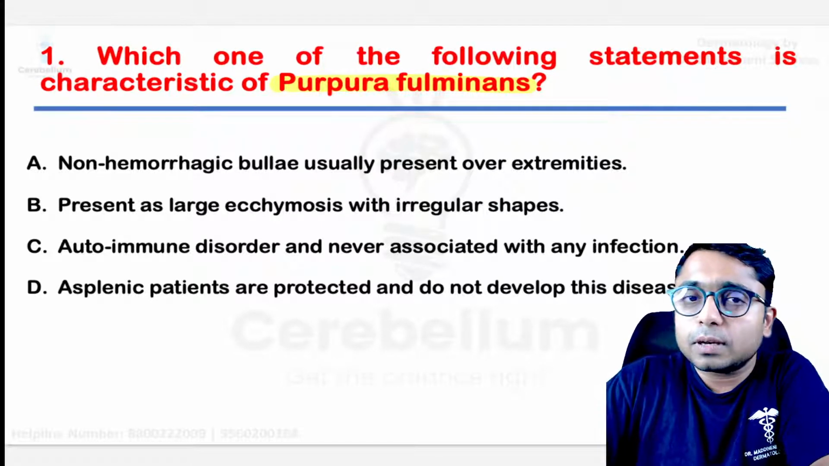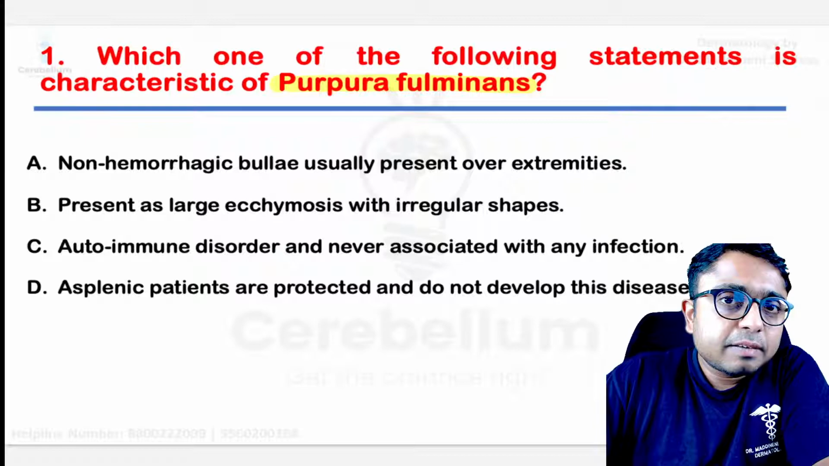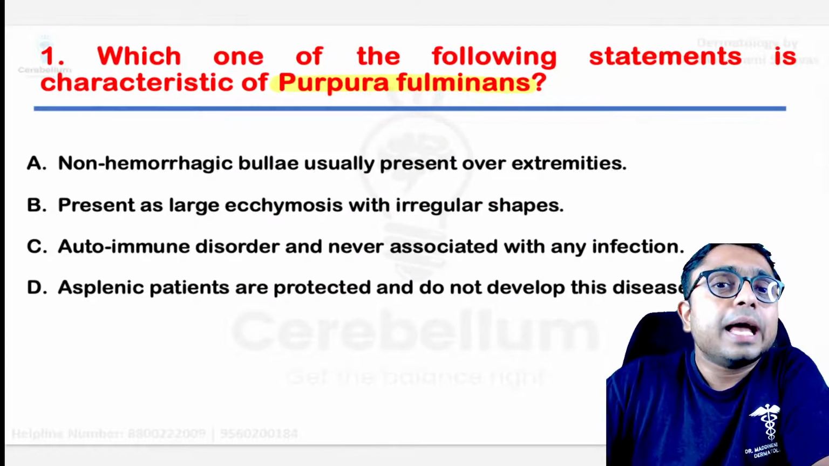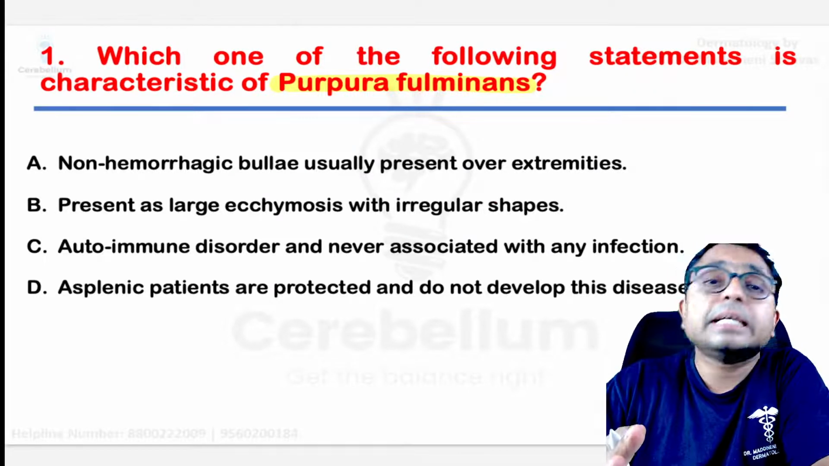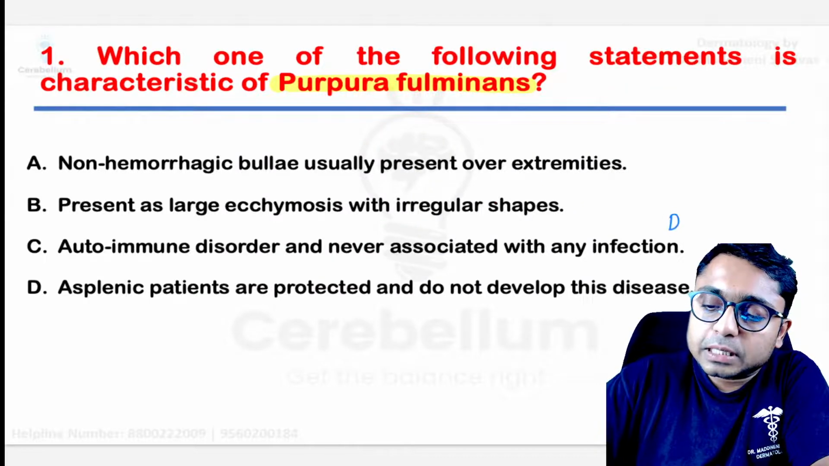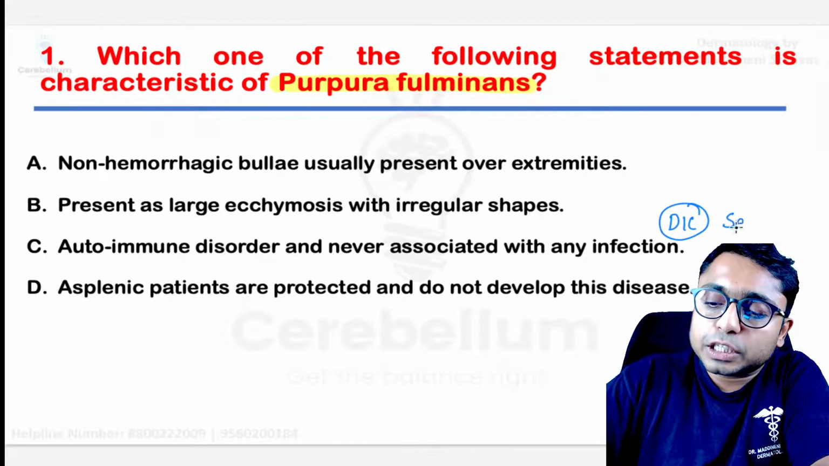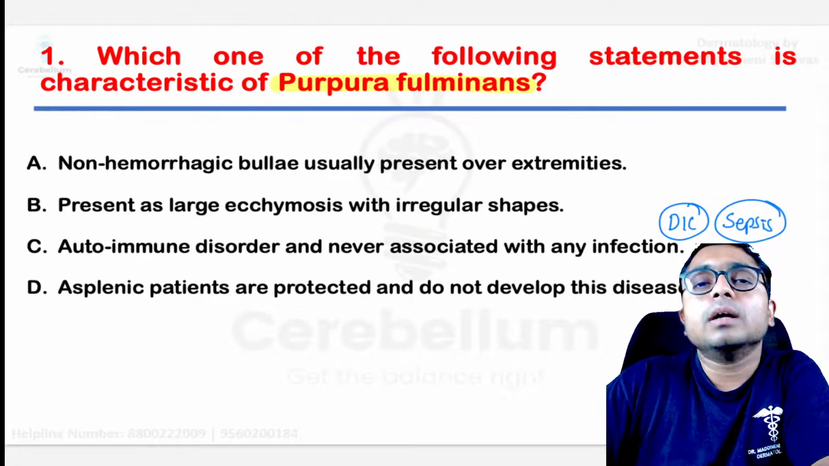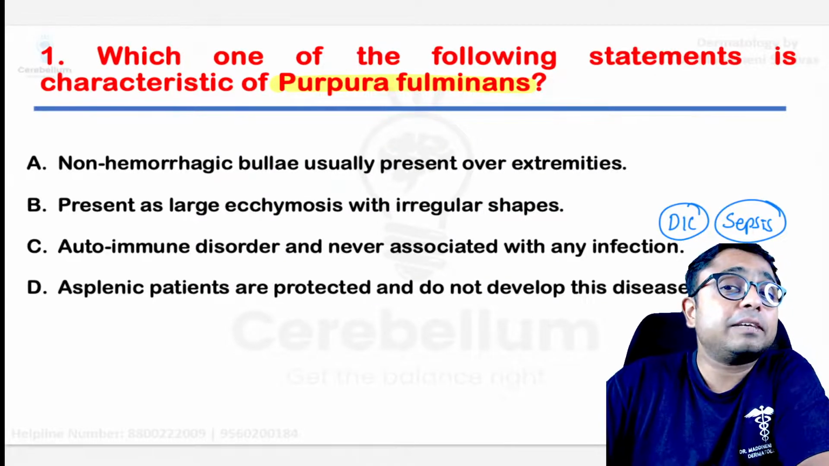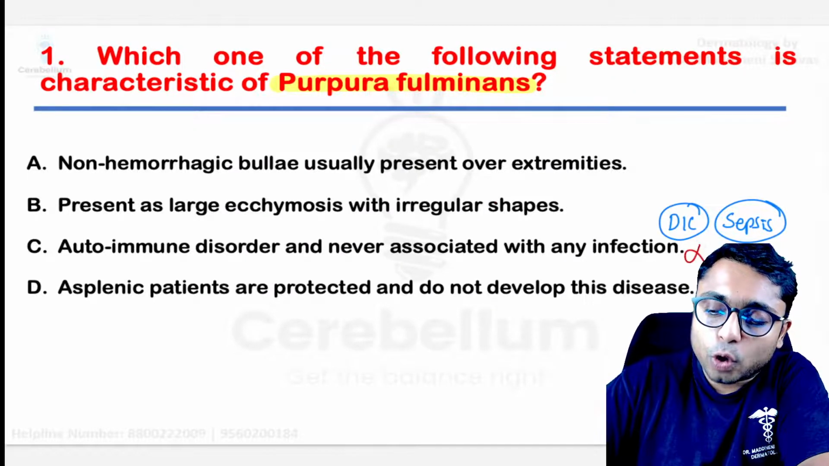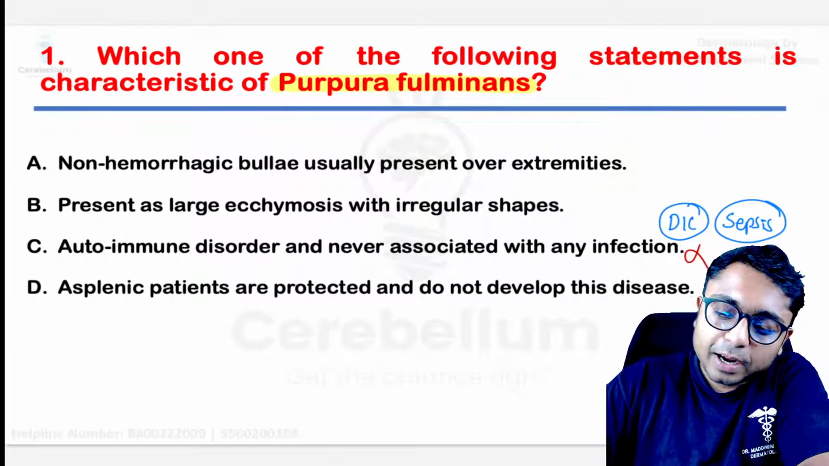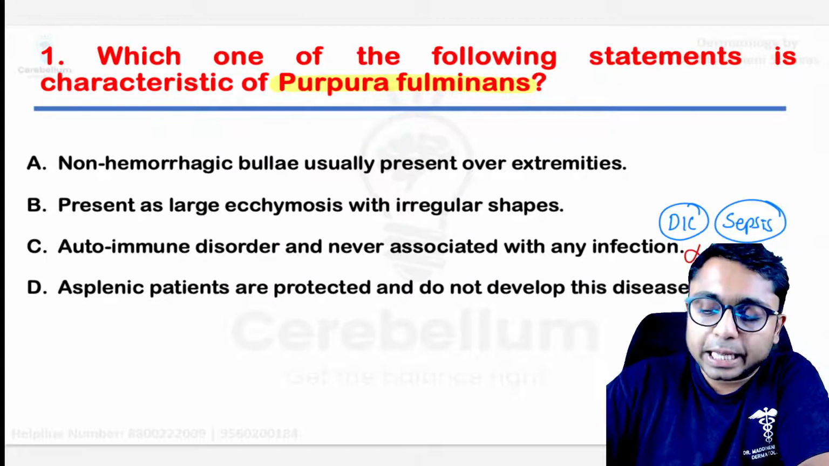Remember students, purpura fulminans is a progressive condition which is going to manifest over the skin in the form of ecchymotic lesions, and it is associated with infections. Most importantly you need to remember it is associated with disseminated intravascular coagulation and sepsis. So option C, which says it is an autoimmune disorder and never associated with any infection, is absolutely wrong. Option D says asplenic patients are protected and do not develop this. This is absolutely wrong statement, students.